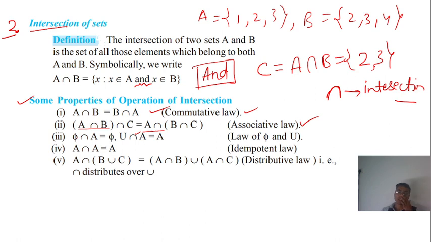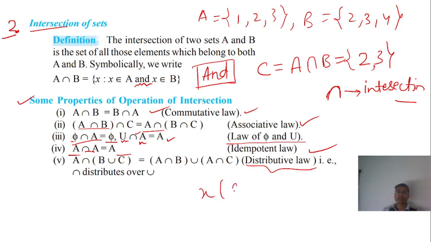As you know, phi is a subset of every set. So A intersection phi is phi, and the intersection of A and U is A. This is called the law of phi and U. Phi is basically the empty set. Then you know that A intersection A is again A. So this is the idempotent law. And if you try to distribute it, A intersection of the whole B union C will split into two parts, that is A intersection B union A intersection C. So this is called the distributive law.